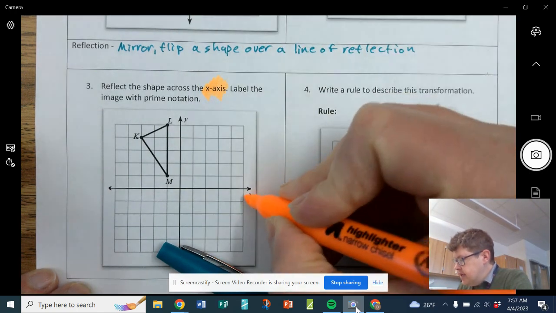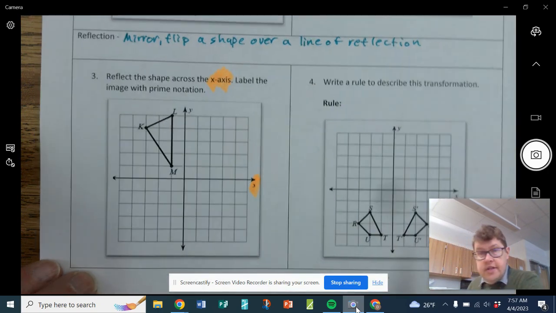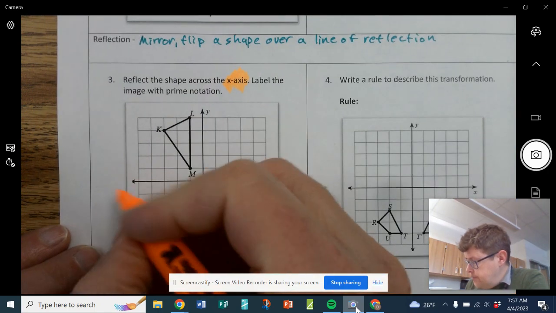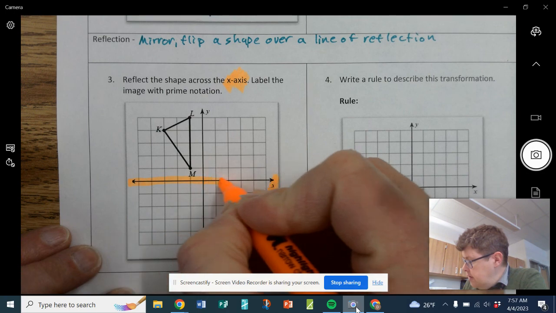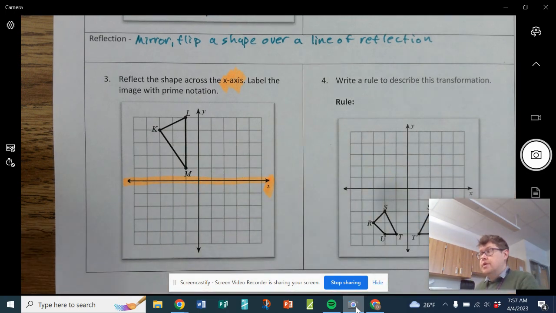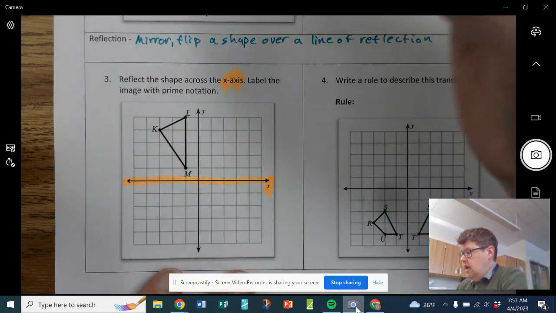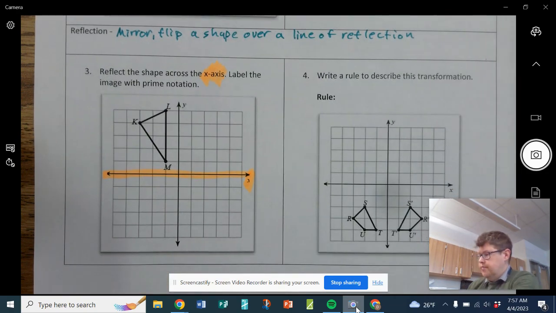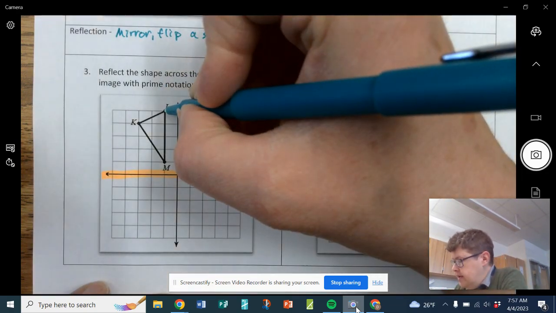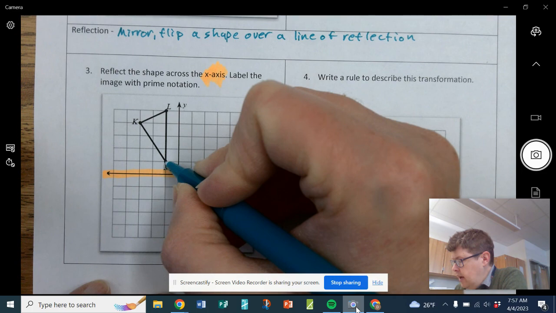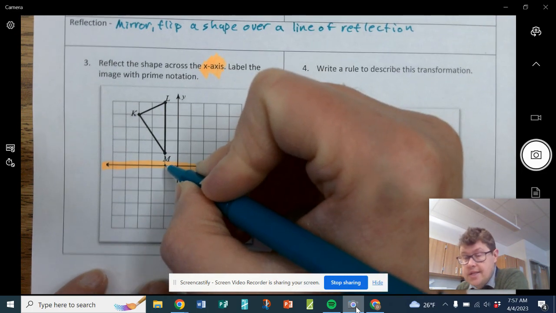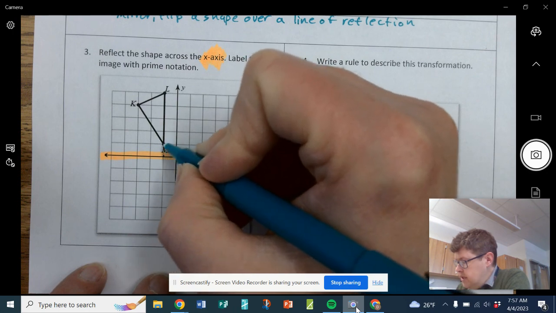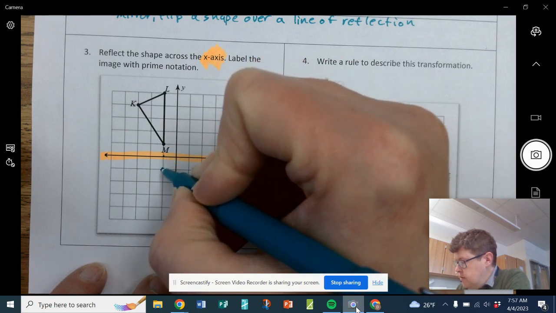So we're going over the x-axis. It's kind of cut off right there, but that's the x-axis right there. At this point, you really shouldn't need it labeled to tell which one is the x-axis. And the idea with reflections is that you count how far away each point is from that line of reflection, and then you count on the other side that same distance. So M is 1 box away, so then M prime will be 1 box away.